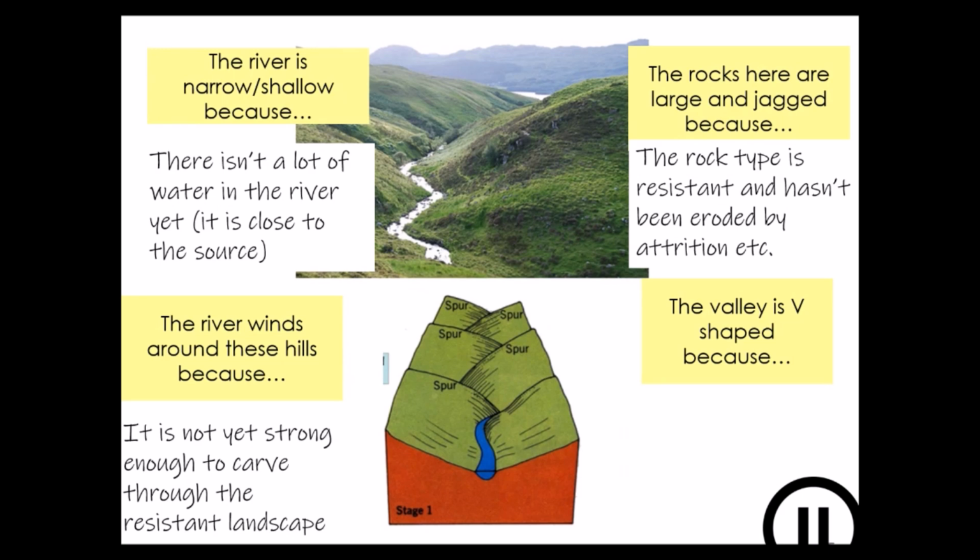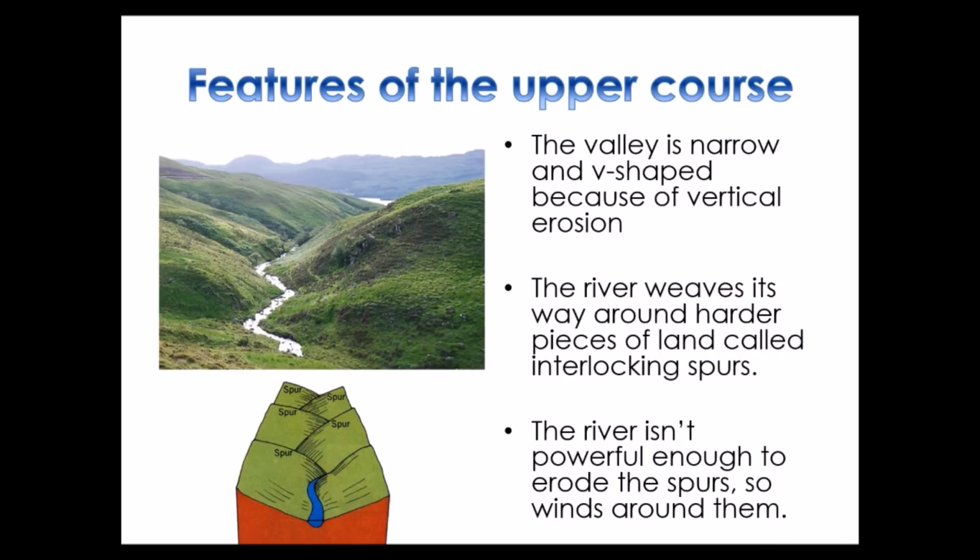And the last one, the valley is V-shaped because. So erosion is mostly vertical. If you remember from lesson 1, there's lots of vertical erosion in the upper course because it's quite high up. So there's a lot of gravitational pull downwards on the water. So it's going to erode downwards rather than laterally from one side to the other. So as a result of that, it will be eroding in a very narrow channel. And of course, as a result of that, the sides of that channel are going to be quite steep, and that's why you end up with a V-shaped valley.